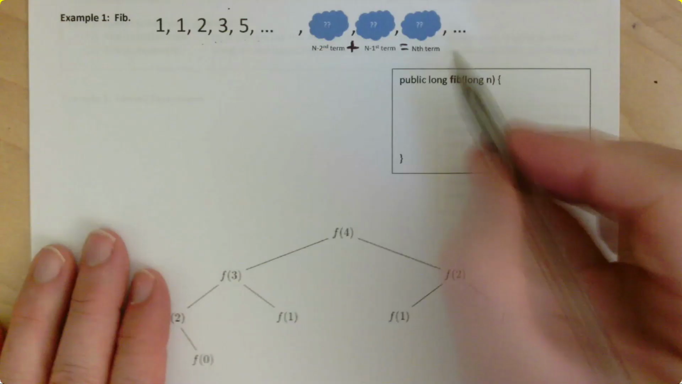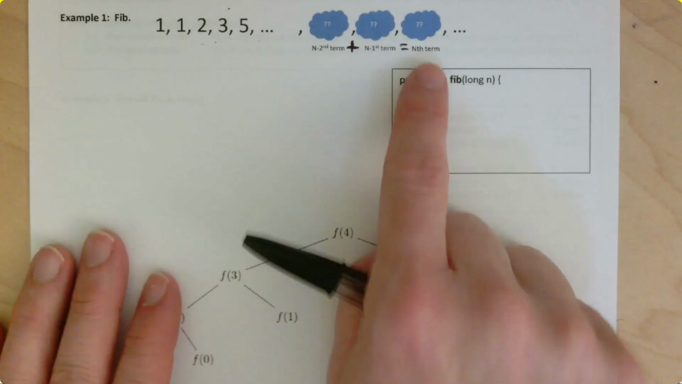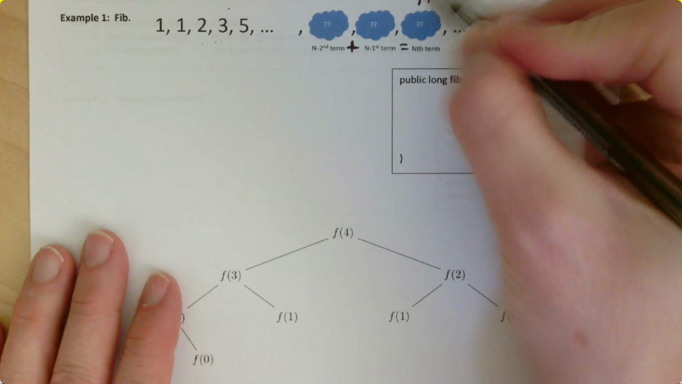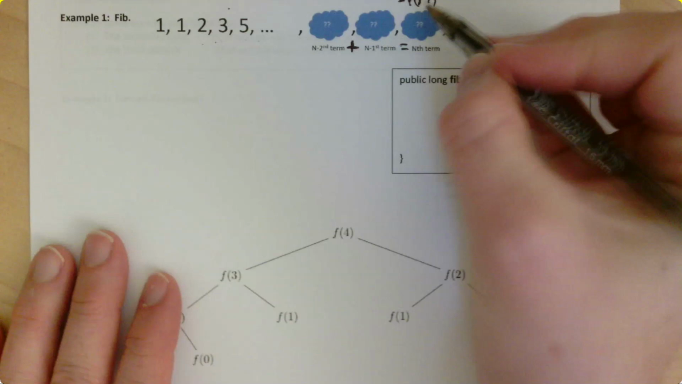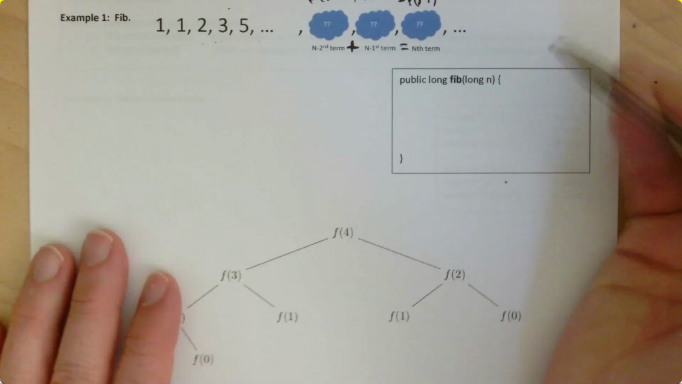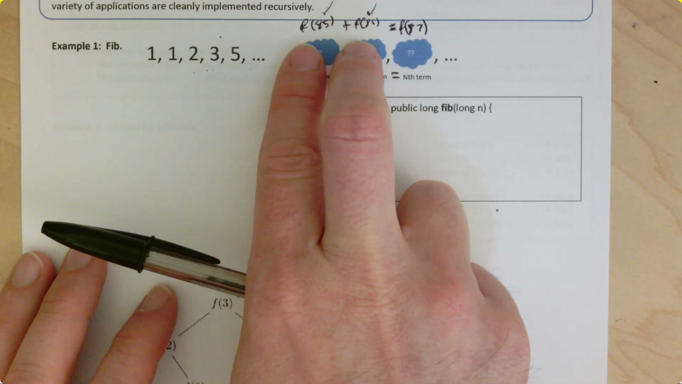So notice that this is an example of breaking a problem into smaller problems of the same type. Let's pretend we want to know the 87th Fibonacci number. We don't know what that is, so let's break it into two smaller examples of the same kind of problem. The 87th Fibonacci number is the same as the 85th Fibonacci number plus the 86th Fibonacci number. So if I could magically know the answers to these smaller Fibonacci numbers, that would give me the answer to the larger one.